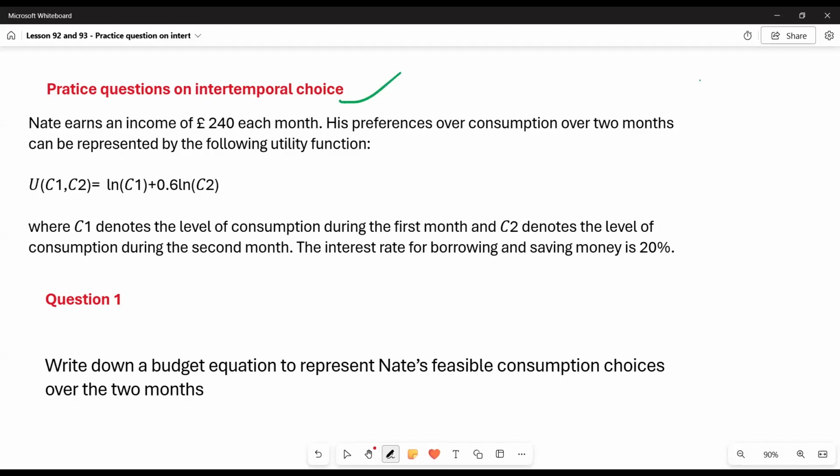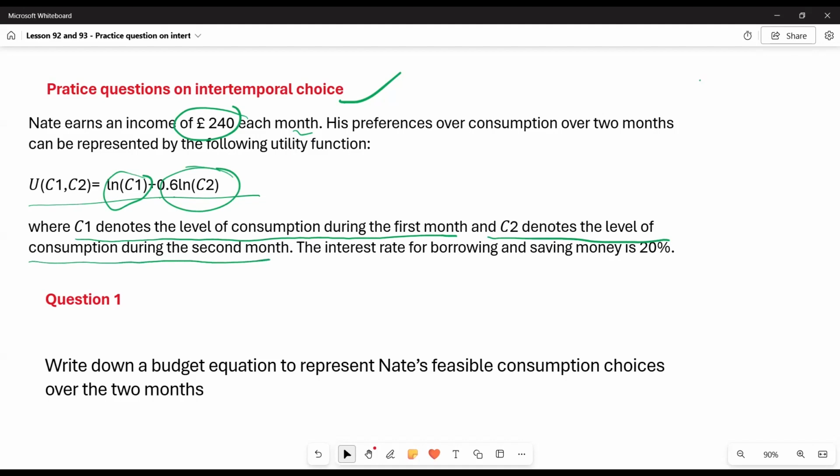Nate earns an income of $240 each month. His preference over consumption over 2 months can be represented by the following utility function, where we have ln C1 and 0.6 ln C2. We have C1 representing the level of consumption in the first month, C2 the level of consumption in the second month. Then the interest rate for borrowing and saving is 20%.